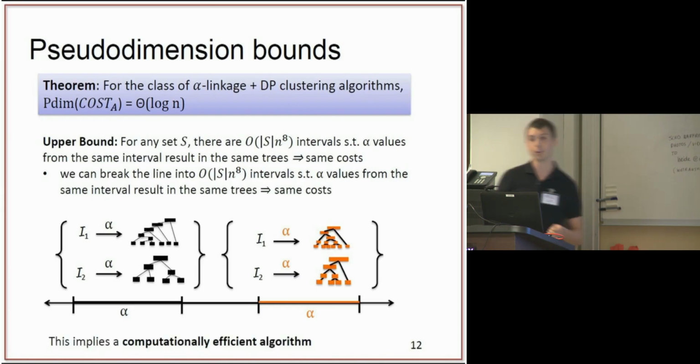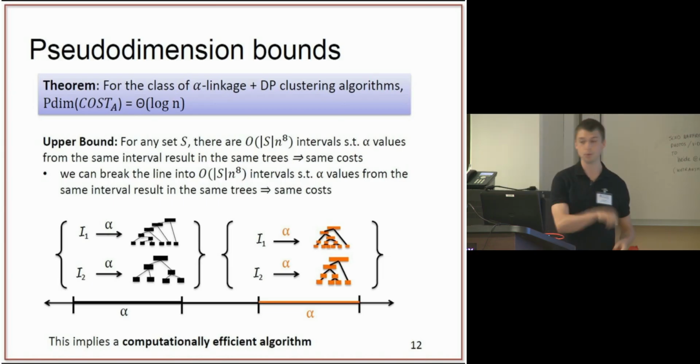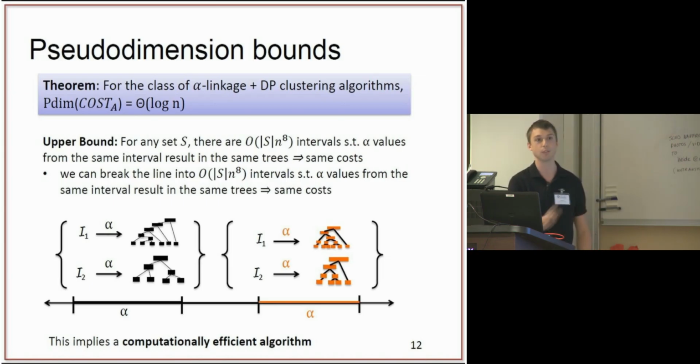Also, the proof implies a way to find the empirically best algorithm. It turns out it's not too hard to compute these intervals, and then we just pick one alpha from each class and pick the alpha that leads to the best empirical performance.